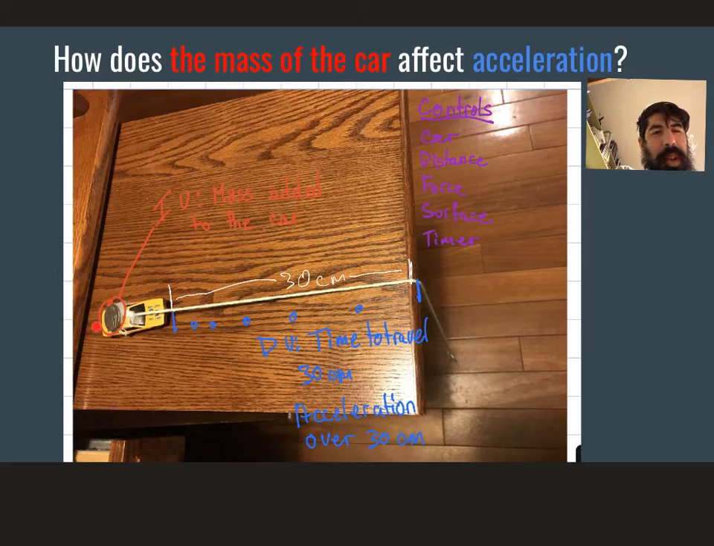Each trial, I'm going to change the number of quarters taped to the roof of the car, and each trial I'm going to measure the time to travel 30 centimeters. So the quarters on top of the car, that's my independent variable. That's mass that I'm adding to the car. The time it takes to go this distance, that's my dependent variable, and we'll use that to calculate acceleration.